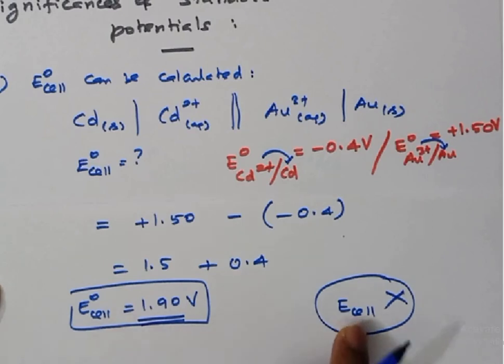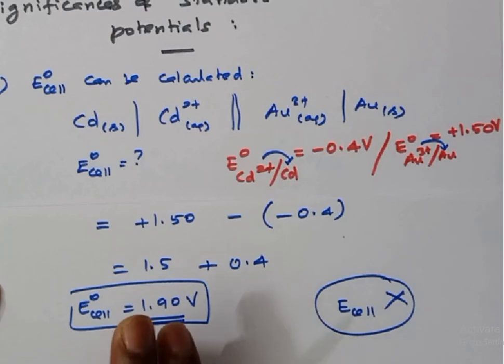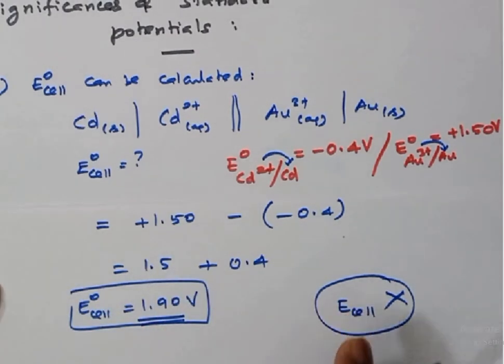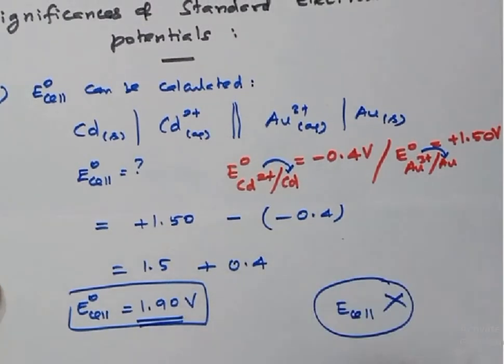To calculate cell potential, you know very well the difference between cell potential and standard cell potential. Standard means you should maintain concentration as 1 molarity, pressure as 1 bar, and by convention temperature as 25 degrees Celsius. If the values are different, then it is cell potential. You can calculate cell potential by using some different technique. We are going to discuss that as we go along.